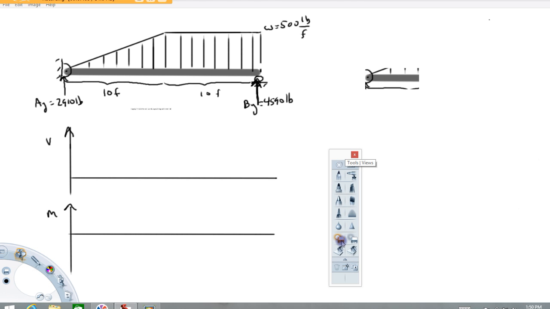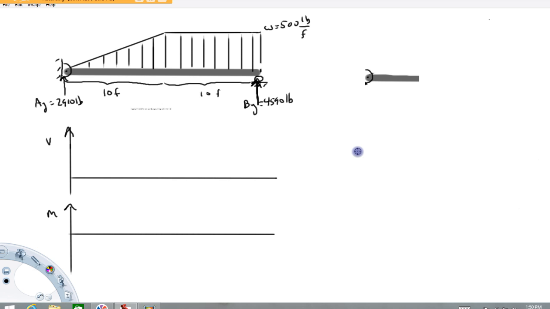So let me clean this up a little bit, get my eraser going here. We don't really need this. All right, so again, we're cutting it at some arbitrary location, which we're going to call X. So in this picture, this is going to be the arbitrary distance X. We've got the reaction AY acting up, and I'll go ahead and put 2,910 pounds.